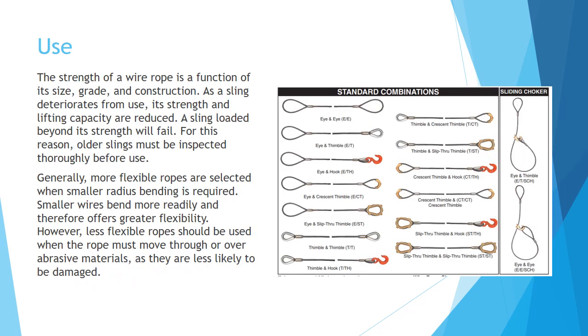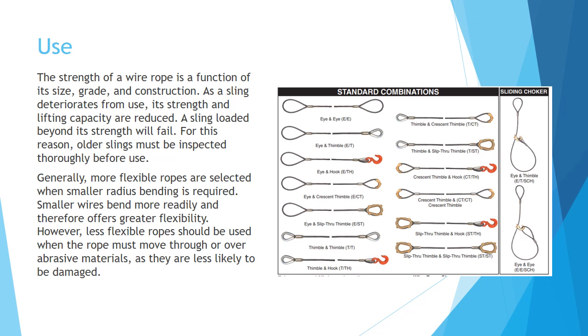The strength of a wire rope is a function of its size, grade, and construction. As a sling deteriorates from use, its strength and lifting capacity are reduced. A sling loaded beyond its full strength will fail. For this reason, older slings must be inspected thoroughly before use.